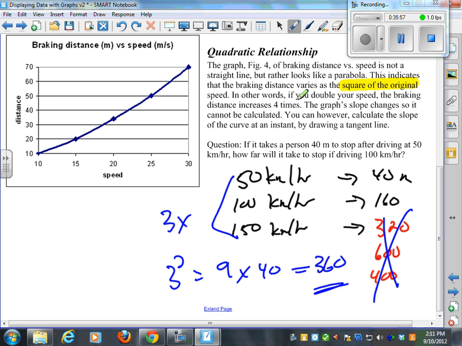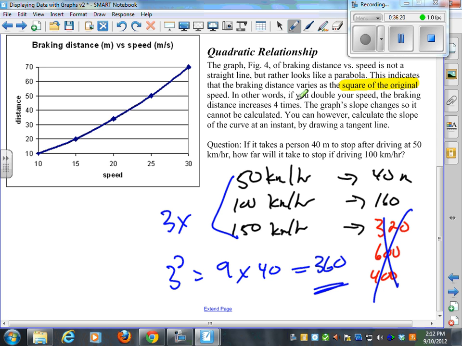Okay, one more chance. What if I'm going 2.5 times faster? Same rule. Square 2.5? 2.5 squared is 5. And then multiply that by 40, exactly. 5 times 40. Will I expect you to know that? Yes.